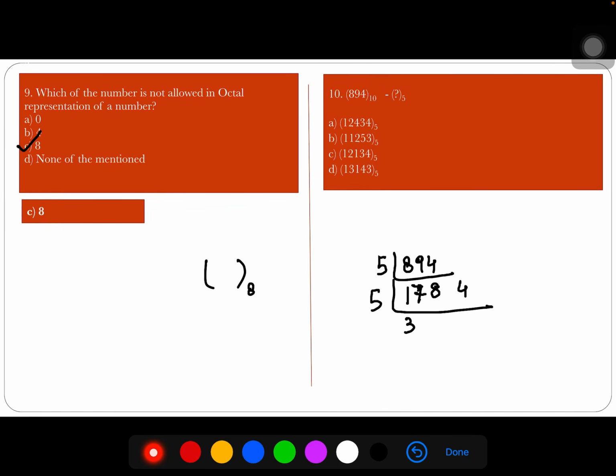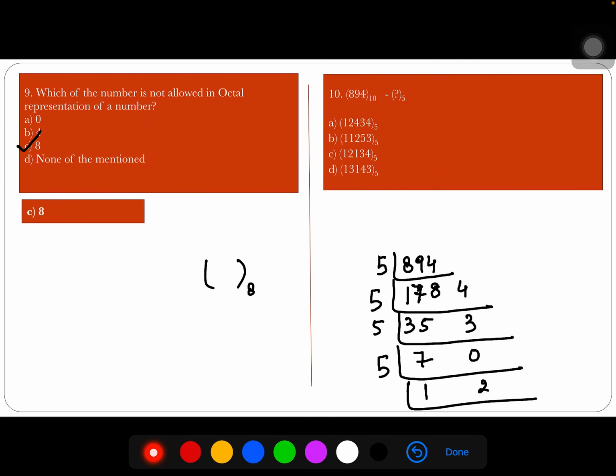5 threes are 15, remainder 2; 5 fives are 25, remainder 3. Then 5 sevens are 35 and remainder 0. Then 5 ones are 5, remainder 2. Now 1 cannot be divided, it is lesser than this, so it is 0 and 1. Now you will take from bottom to top and it will be 1 2 0 3 4. 1 2 0 3 4.